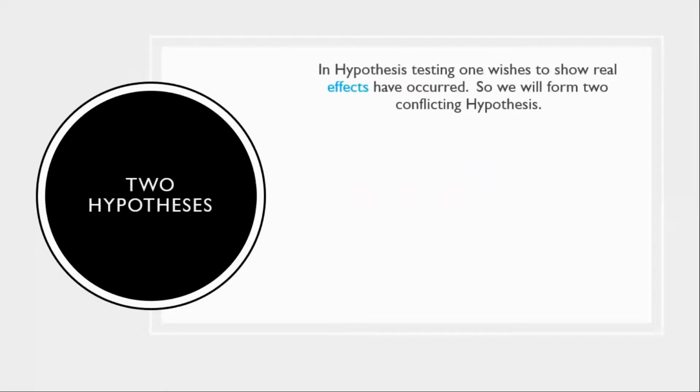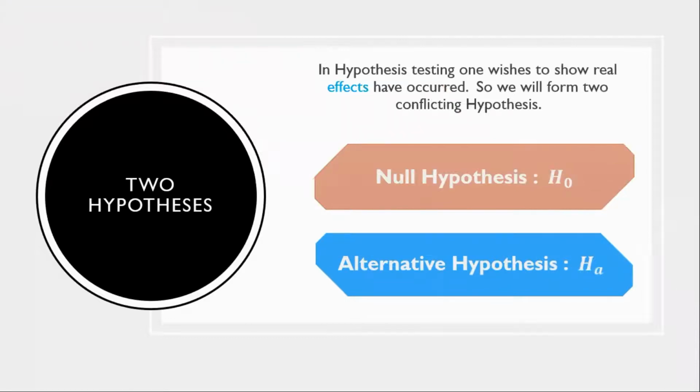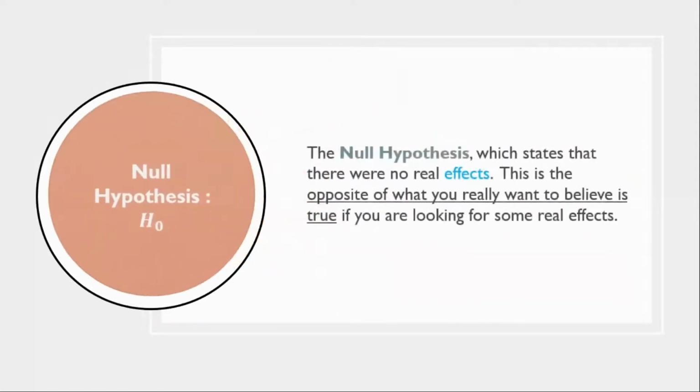In hypothesis testing, what we want is to show that an effect has occurred. So typically we form two conflicting hypotheses. The null hypothesis is H sub 0, sometimes called H null. The alternative hypothesis I'm going to represent with an H sub A. The null hypothesis is typically a statement of no effect, right? The shoes didn't make me run faster. The medicine didn't make me better. The music in the background didn't improve my reading score. Often, this is the opposite of what you want to show is true, assuming we're making an effort to prove that something is effective.